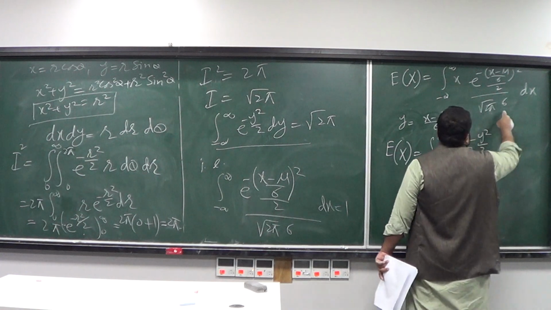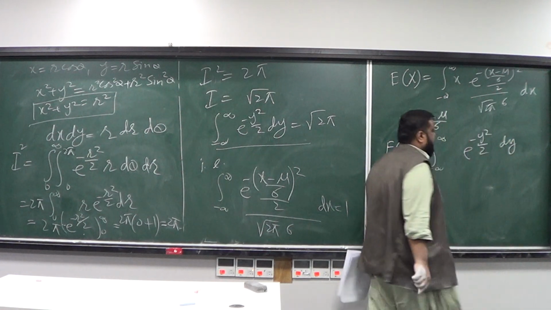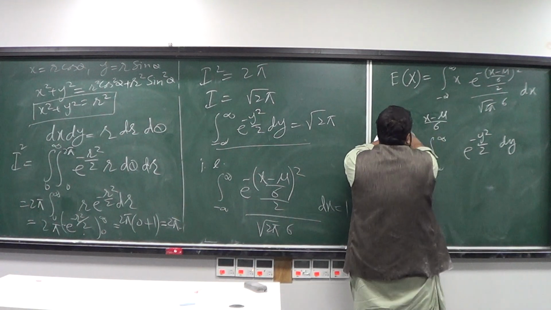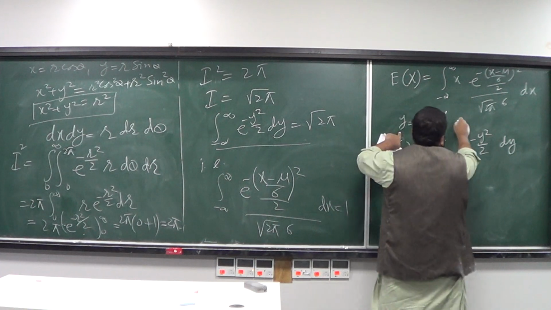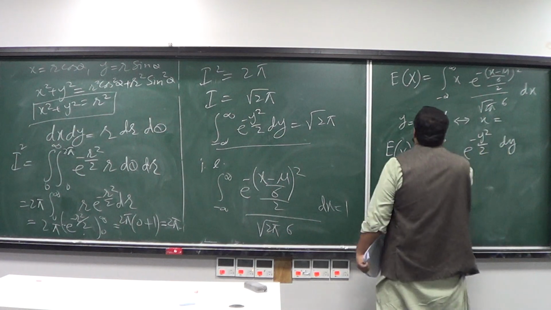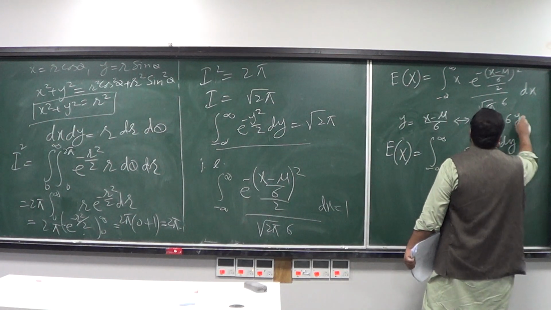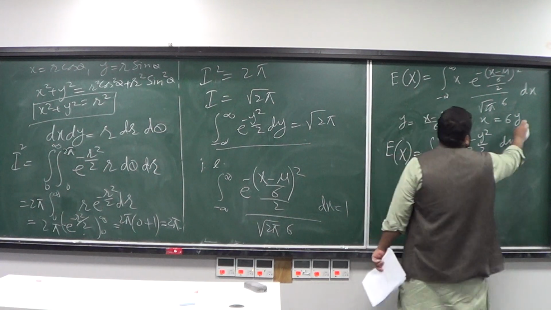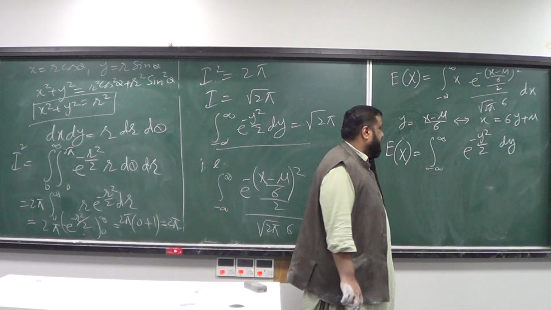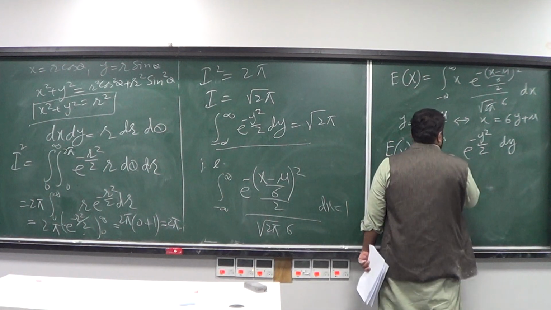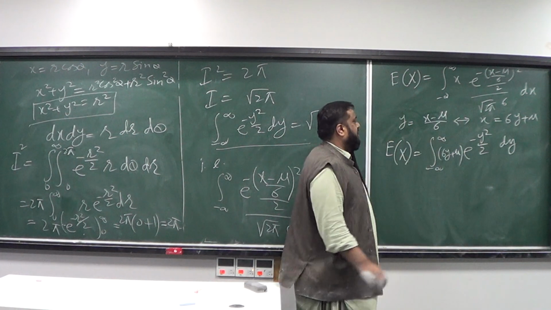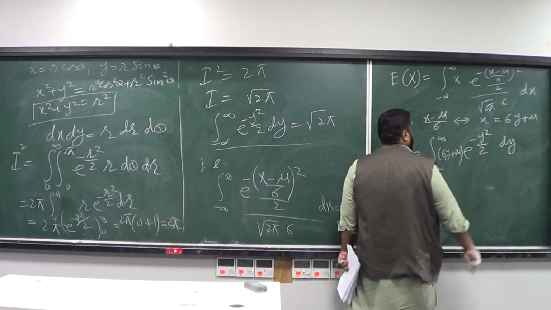dx divided by sigma is going to be dy as previously. And what would be the value of x in terms of y? If you substitute this here and compute the value of x, it's going to be sigma y plus mu. So you're going to have sigma y plus mu. This is what you're going to get.